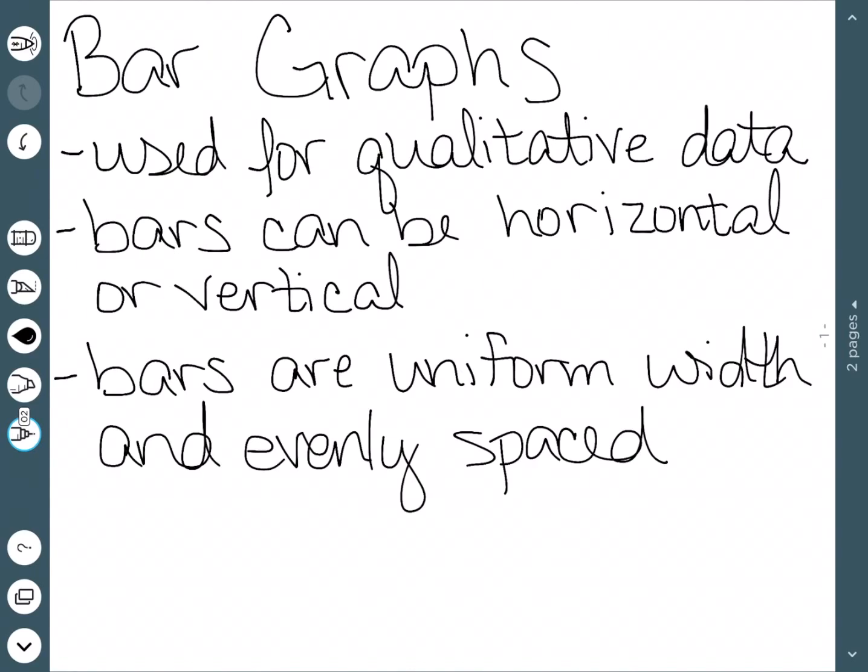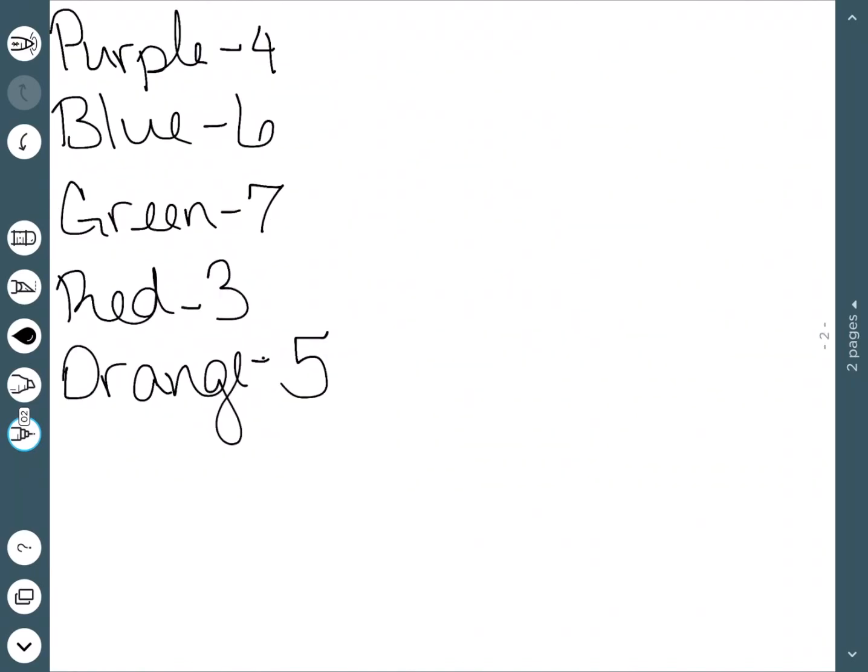So now let's do an example. Here's a list of some colors where we did a survey and asked people what their favorite color was. The numbers next to the colors are the number of people that picked a particular thing. So for an example, 4 people stated purple was their favorite, 6 people said blue, etc. And now we want to form a bar graph.